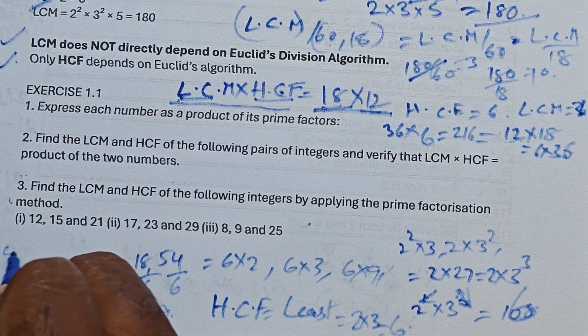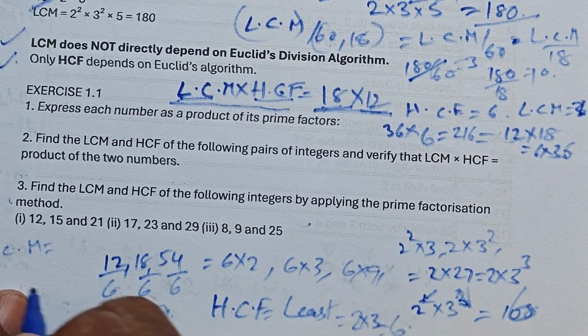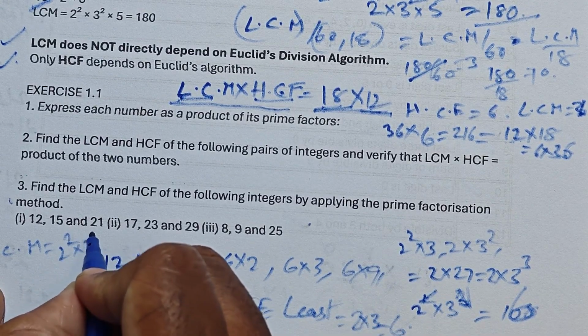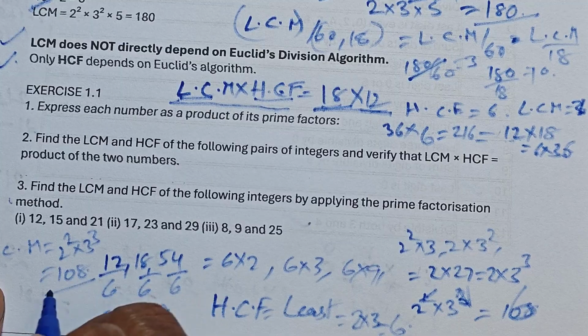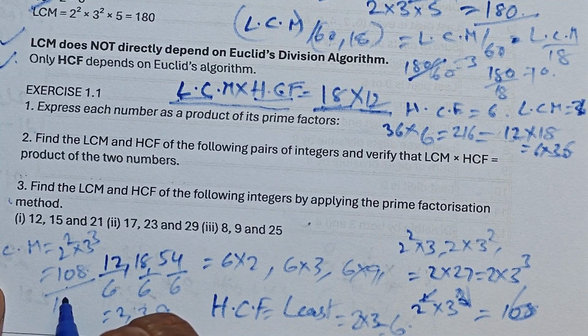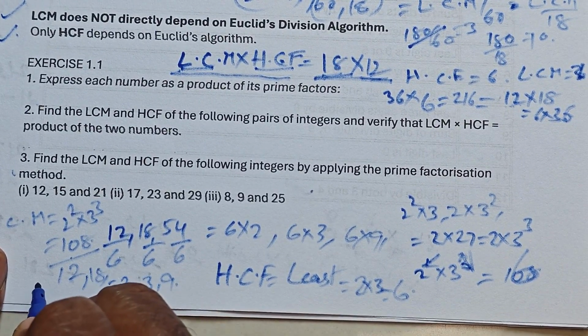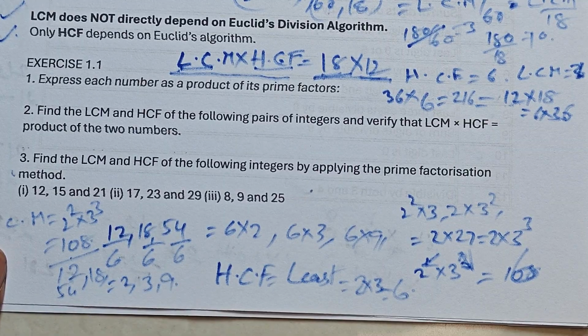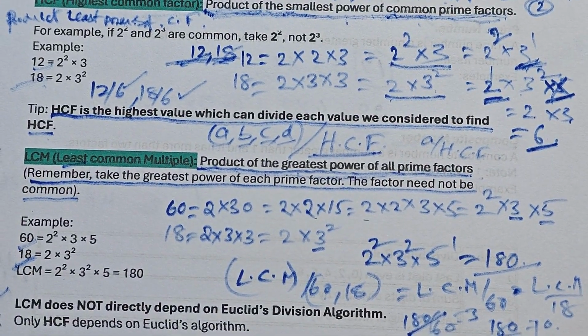Whereas for LCM, the greatest factors need not be common. So here LCM is equal to 2 square into 3 cube. In this case 4 into 27, 108. So 108, see, the LCM can be divided by all of 12, 18 and 54. All of them can divide this. When you do the division, you should be able to get an integer as the result with remainder 0. So this is about finding the LCM and HCF.